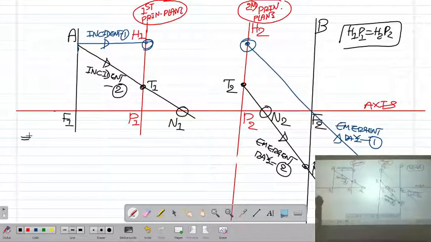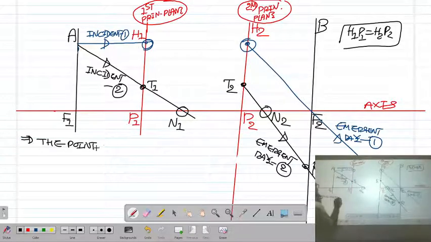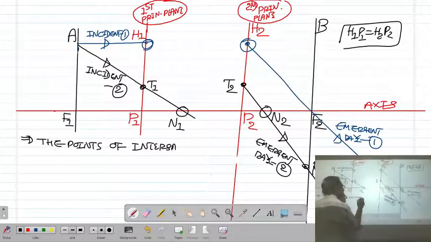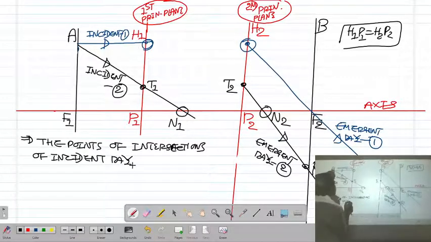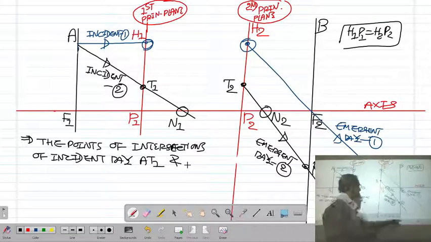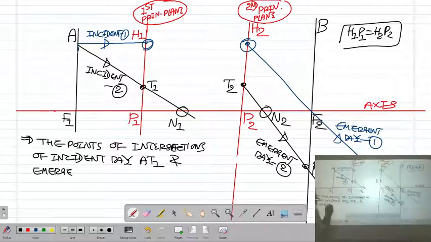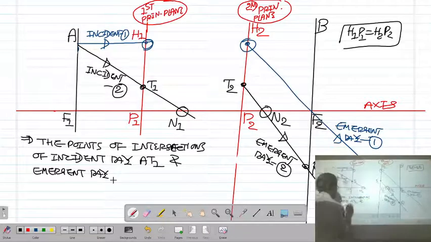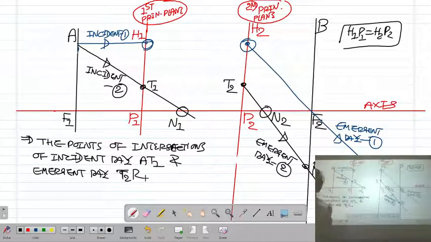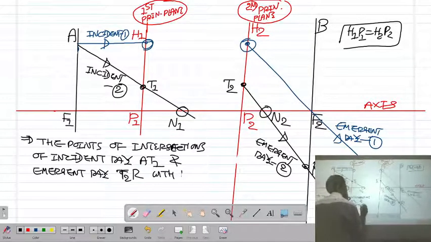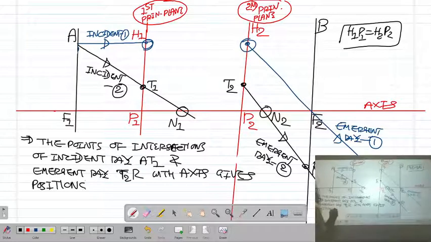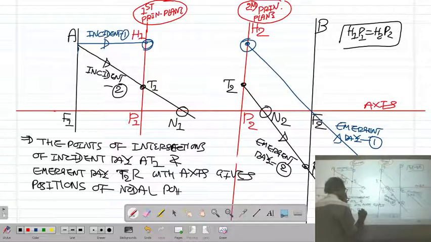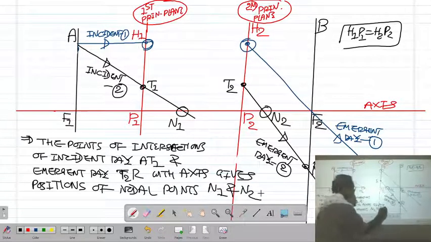So the points of intersection of incident ray AT1 and emergent ray T2R with the axis give the positions of nodal points N1 and N2, right?